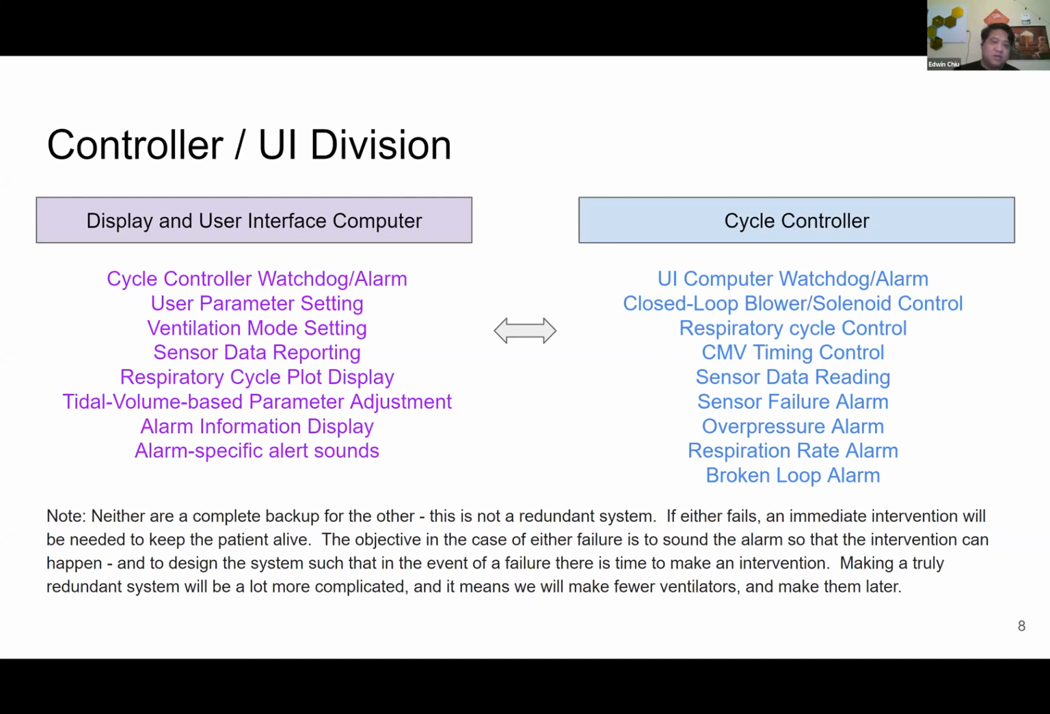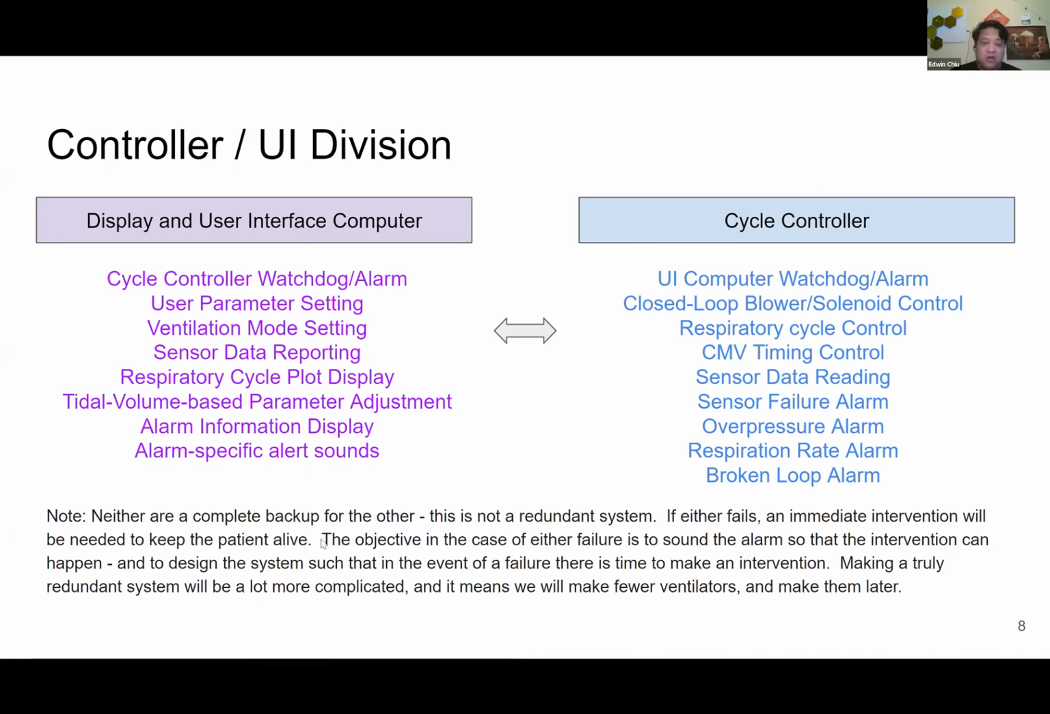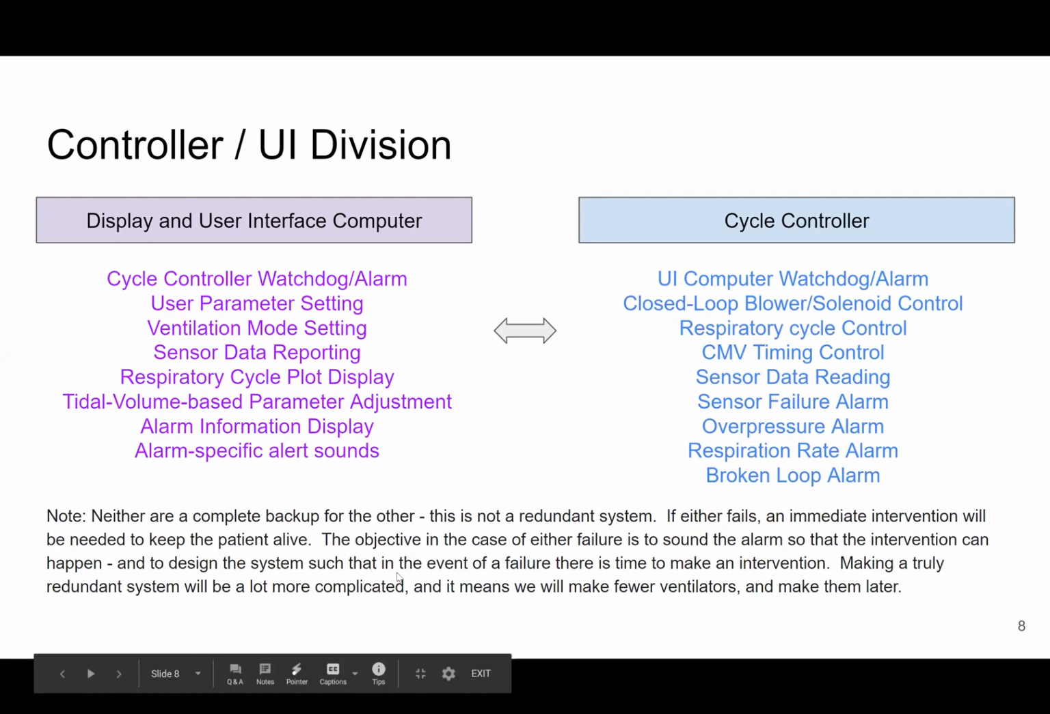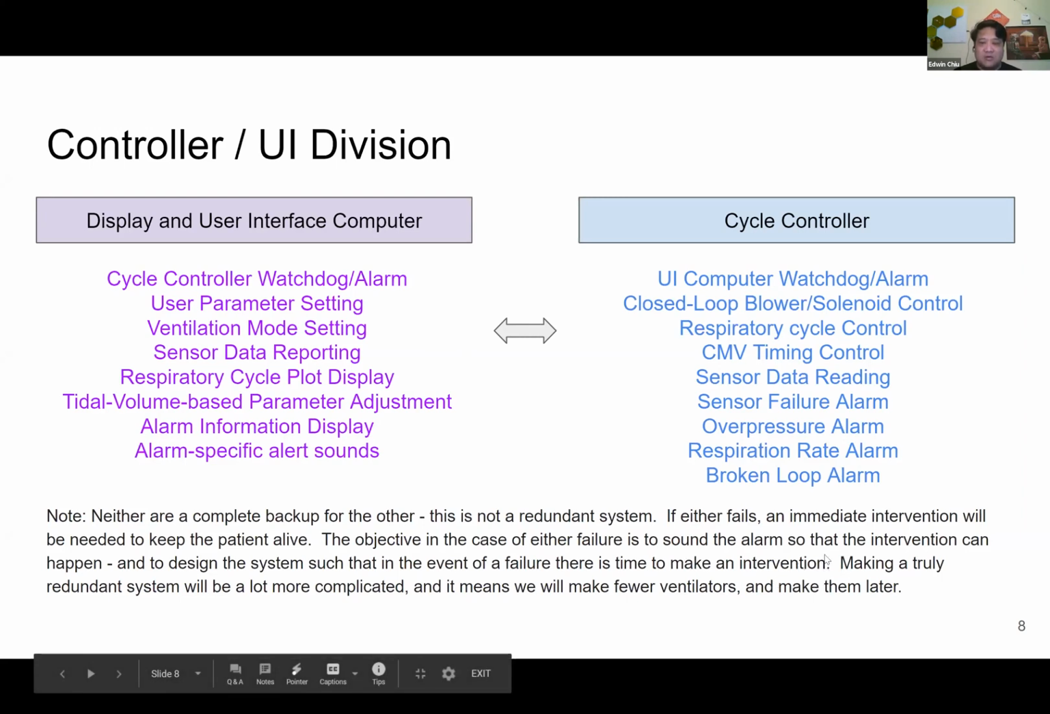One important thing to note here is that this design is not fully redundant. So if any of these items fail, an immediate intervention will be needed to keep the patient alive. What we are trying to do in this design is to design the system such that if any of these fail, A, an alarm is made so that attention can be given to the system, and B, you don't immediately kill the patient. If something fails, you have some minutes to make an intervention where the patient can still be saved. And that's sort of the failure concept of operations here.